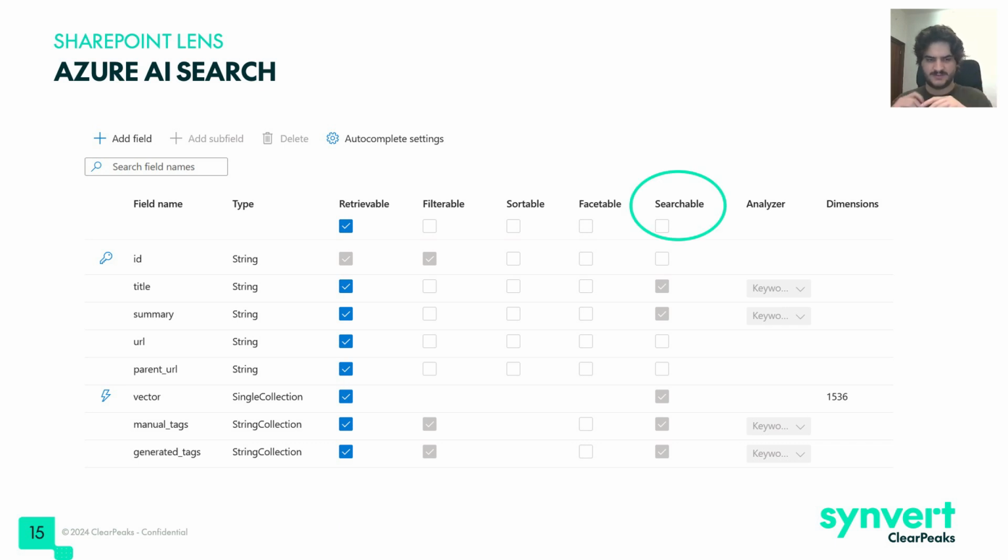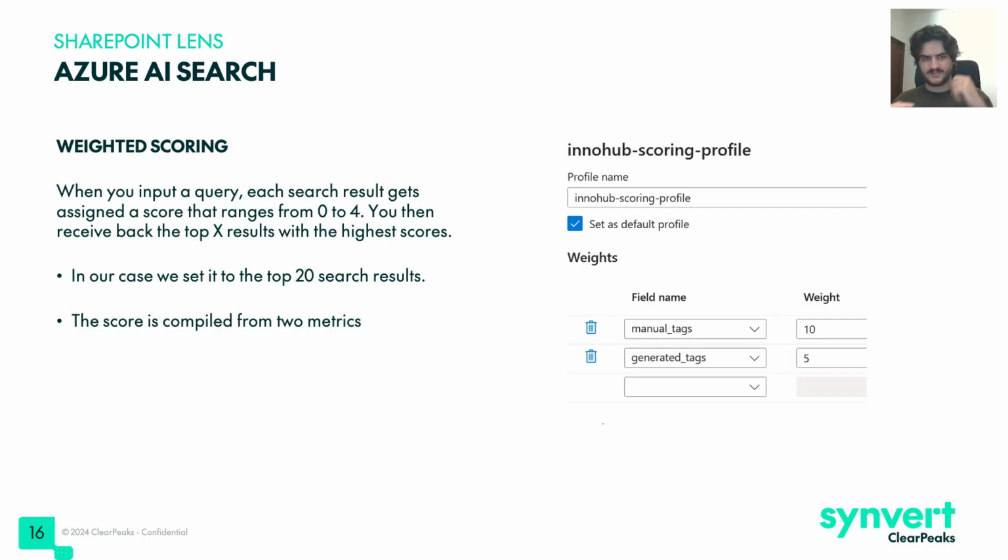The searching field in particular means that when you perform a search, that field will have an impact on the order of documents that you get back. This is done via a scoring system that assigns a score to each document that ranges from 0 to 4. And then when you perform a search, the top X results are returned. In our case, we set it to 20, but you can put as many as you want. And that means that the top 20 results with the highest score are returned to you.